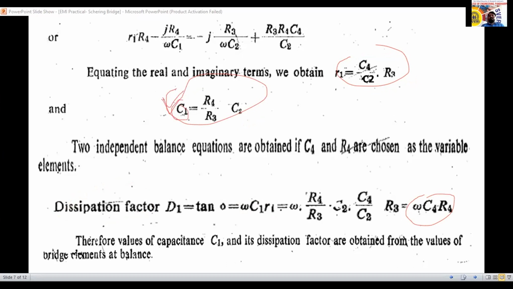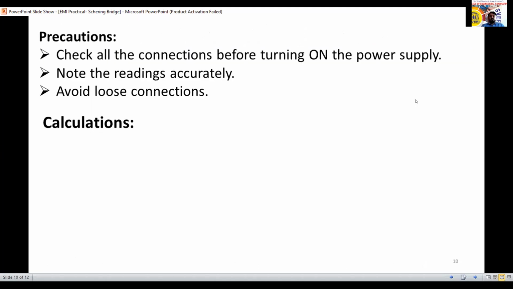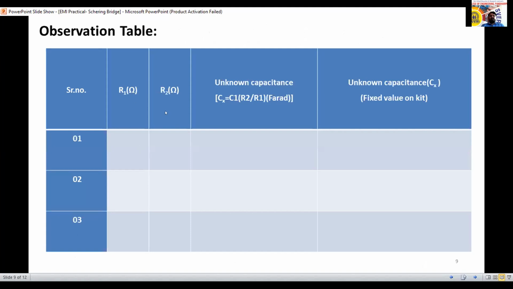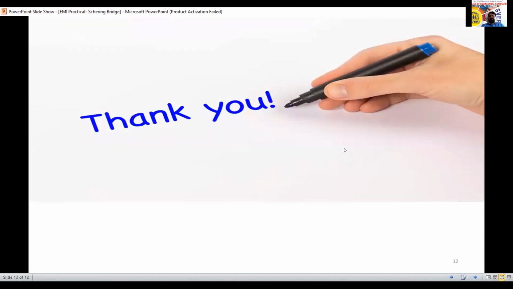So we have to perform the practical in the virtual lab. This is the procedure for the offline practical, the physical practical, and at that time we have to follow this procedure. And this is the observation table. What is the value of R1, R2 and the unknown capacitance, Cx we can write, and the fixed values we have to note, and at last we have to write the conclusion here.